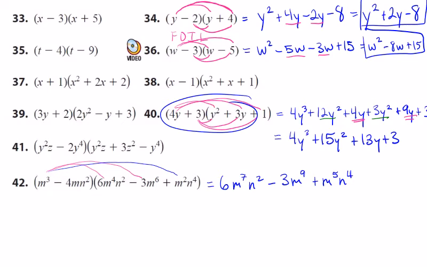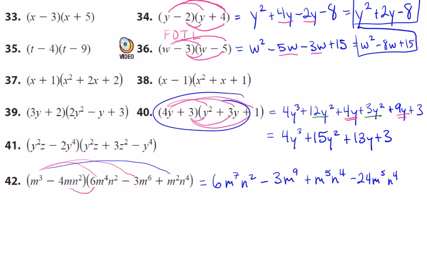Okay, so now we're going to distribute the negative 4mn squared to each term. So negative 4mn squared multiplied by 6 is negative 24 m to the 5th n to the 4th, right? So m to the 1st by m to the 4th is m to the 5th. And then n squared by n squared is n to the 4th.